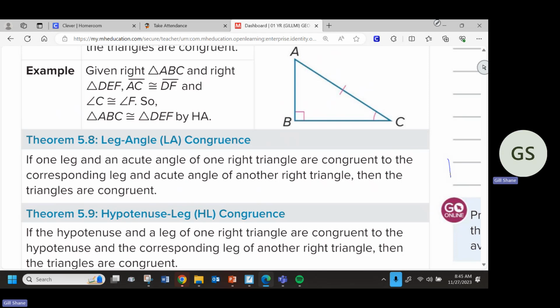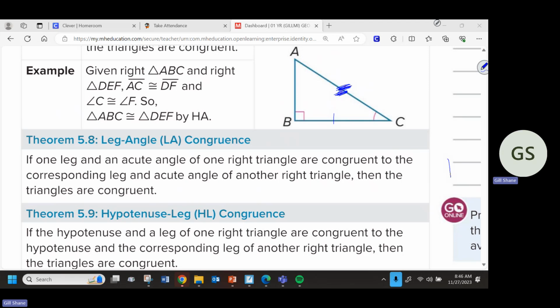So if one leg and an acute angle of one right triangle are congruent to a corresponding leg, it's the same thing as up here. Just imagine there's another triangle that looks like this. Instead of telling you the hypotenuse, all they're saying is that one of the legs is congruent across both triangles. Well, what is that? Ignore the fact that we have this whole new theorem for right triangles. What would that just be if we used what we learned before? Yeah, it's just angle, side, angle, right?